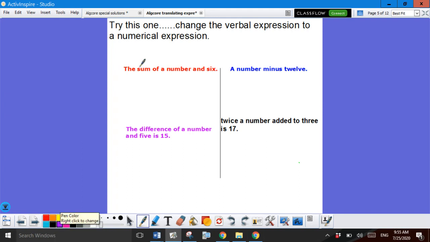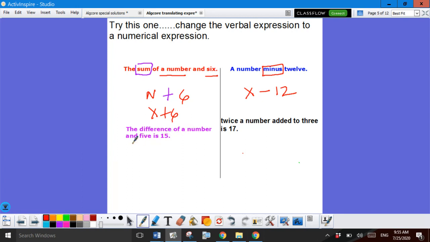So again, the first thing I'm going to do is mark my operators. So I see a sum, so I know I'm adding. What am I adding? I'm adding a number and 6. So I'm going to use n as my number, n plus 6. I could also have x plus 6, doesn't matter. A number minus 12, again, there's my operator. So I'll use x this time, x minus 12.